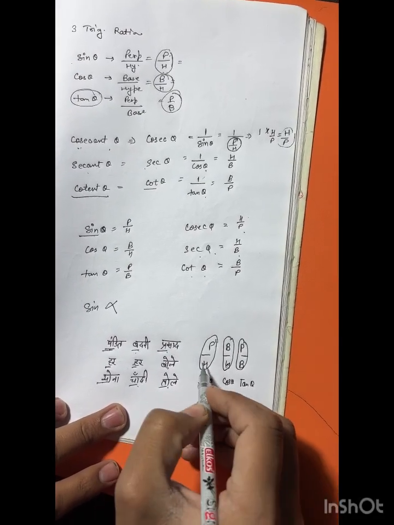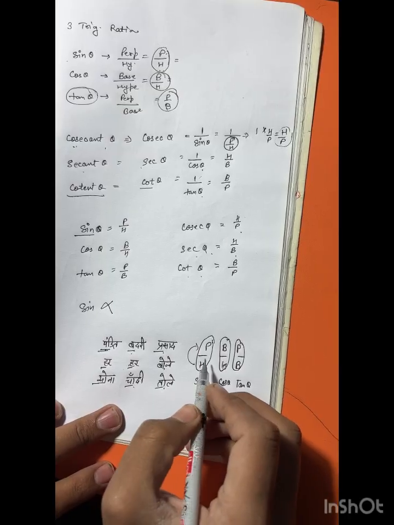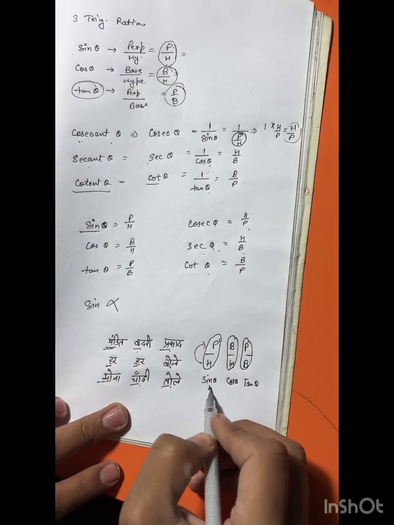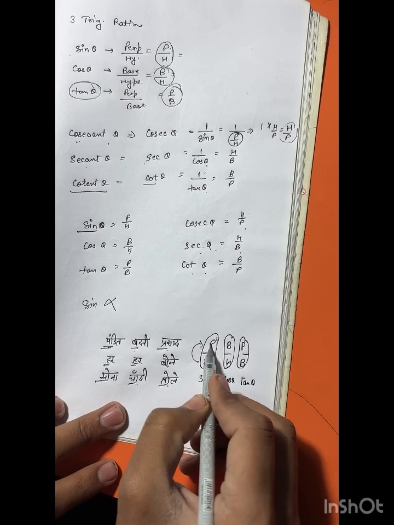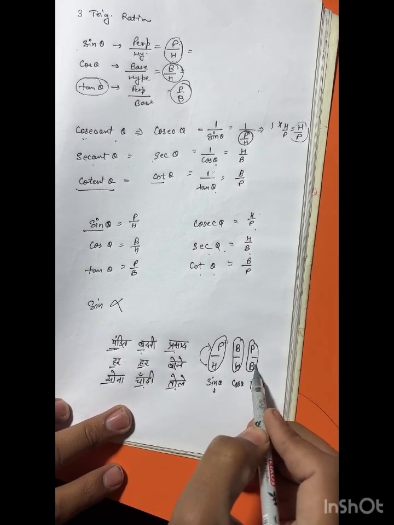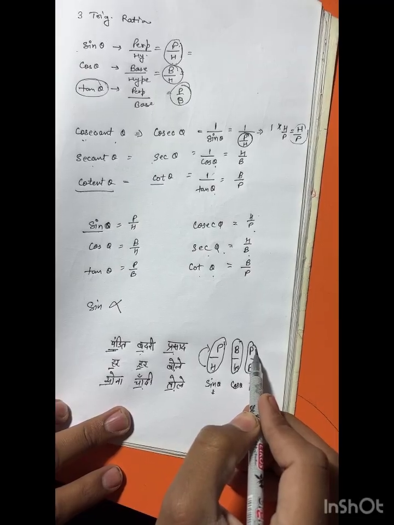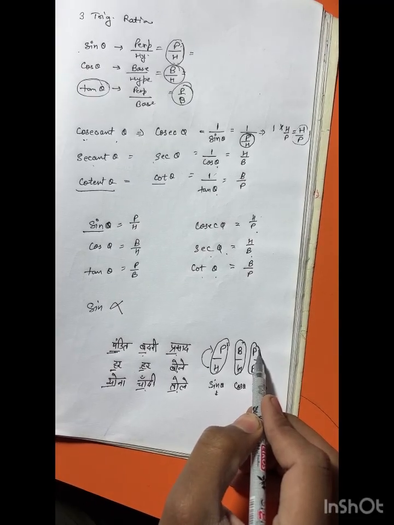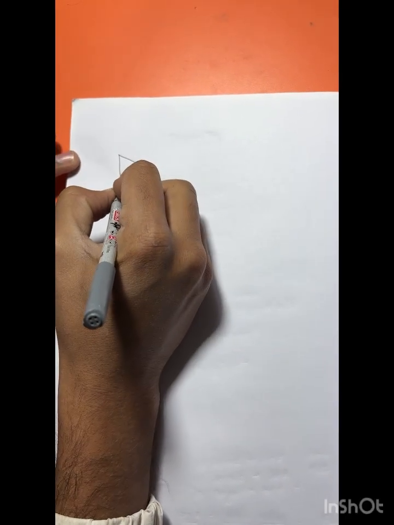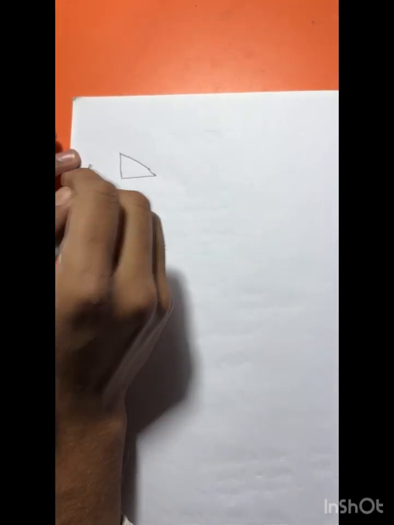Got it? And after taking the reciprocal, sine's reciprocal is cosecant. So cosecant will be H upon P. Secant theta equals H upon B, and cot theta equals B upon P. Done? Learned? Good. Let's take an example of a question to understand what we have learned.